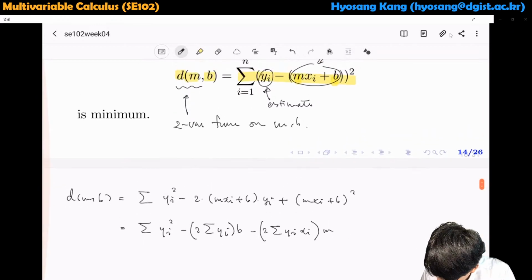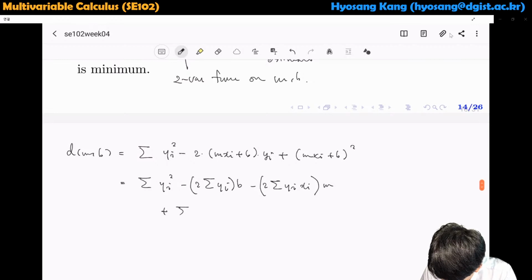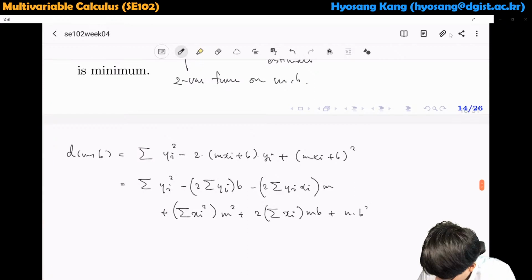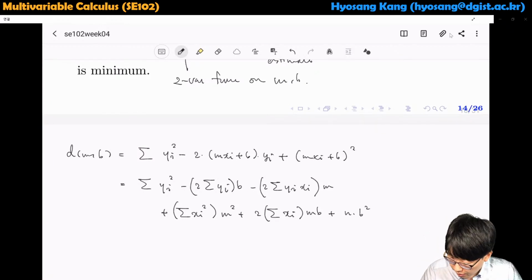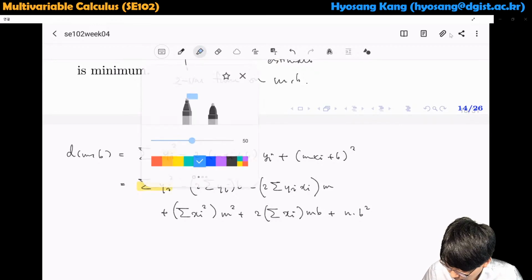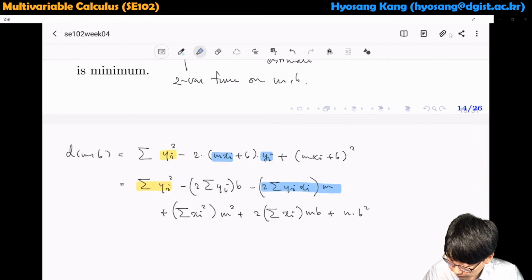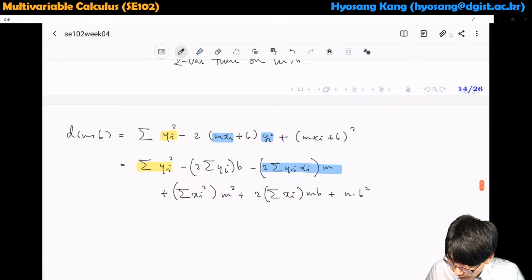Then we have the sum of xi squared as the coefficient of m squared, and 2 times the sum of xi times b, and the last one is n times b squared. So this part becomes this part, and this part, for example, becomes this part, and so on. So let's try to find the critical points.